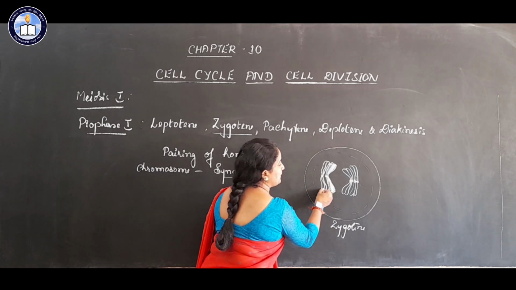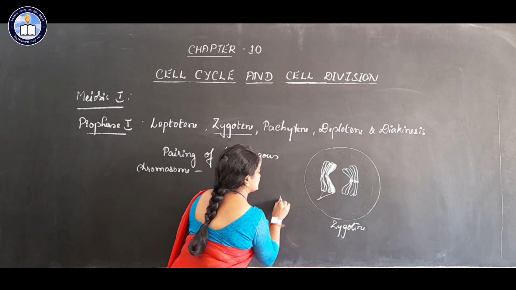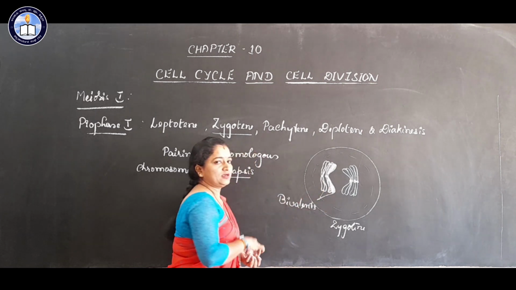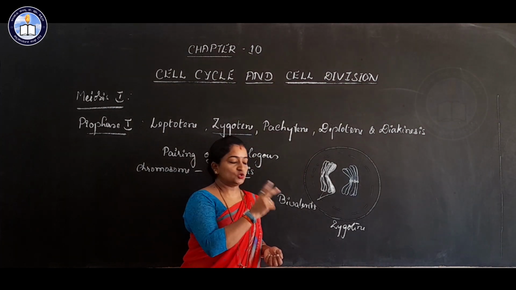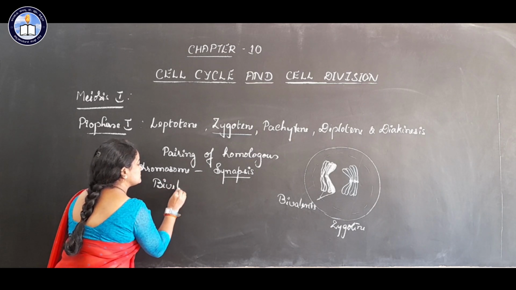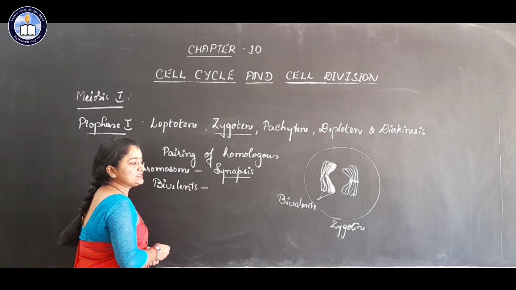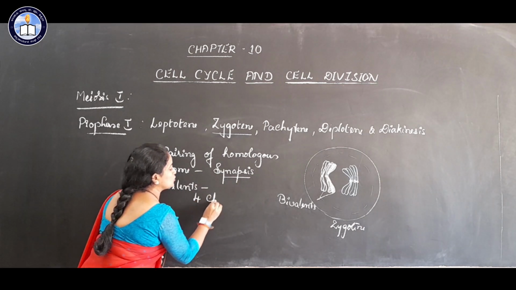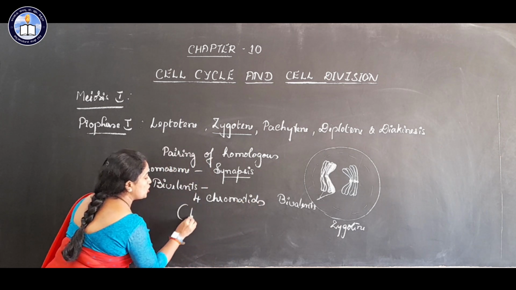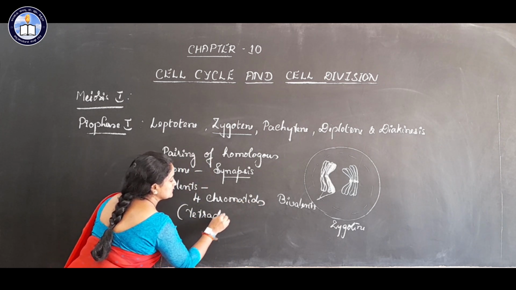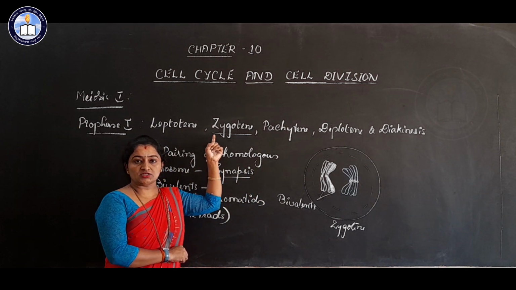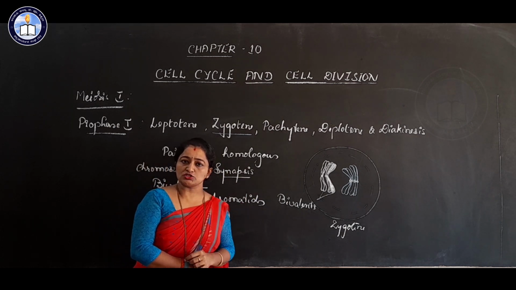Now these pairs are called bivalents. Why are they called bivalents? In one pair, two chromosomes are present, so they are called bivalents. In these bivalents together we get four chromatids. Four chromatids will be there, therefore these are called tetrads. In the zygotene stage, there is pairing of homologous chromosomes.